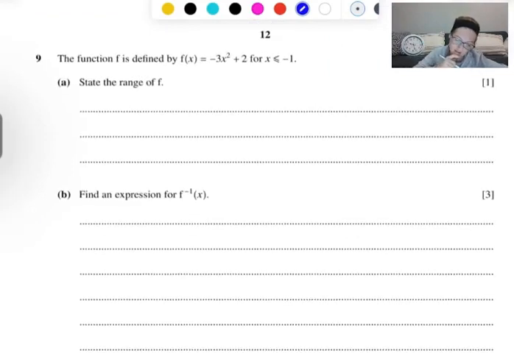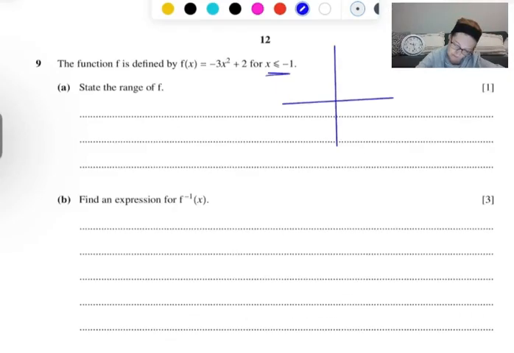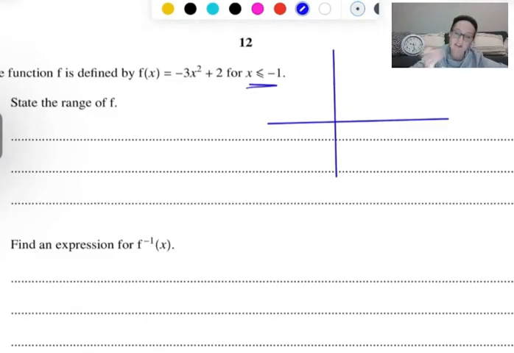Let's keep going. The function f of x is defined by that, and there is a restriction. Find the range. This is functions, so we need to picture this to understand what's going on. My thinking right now is, I don't know. Let me read the next question. Find an expression for the inverse. I'm feeling a bit lazy, but I see that I'm going to have to find the inverse. Let me rephrase that: it's difficult to picture.